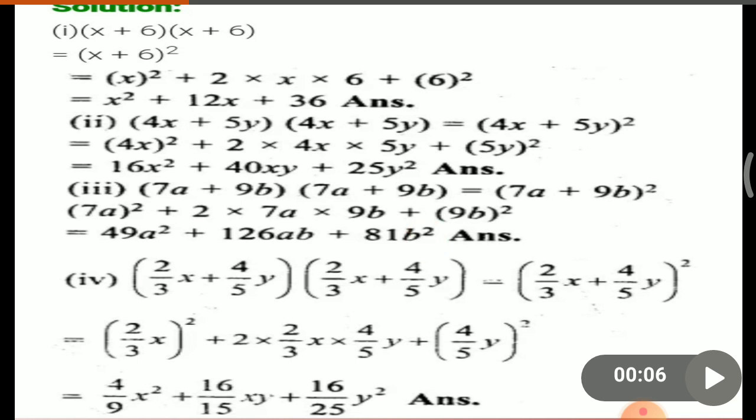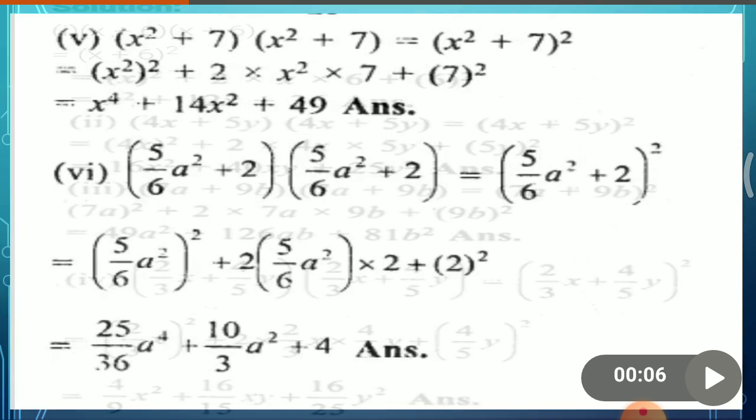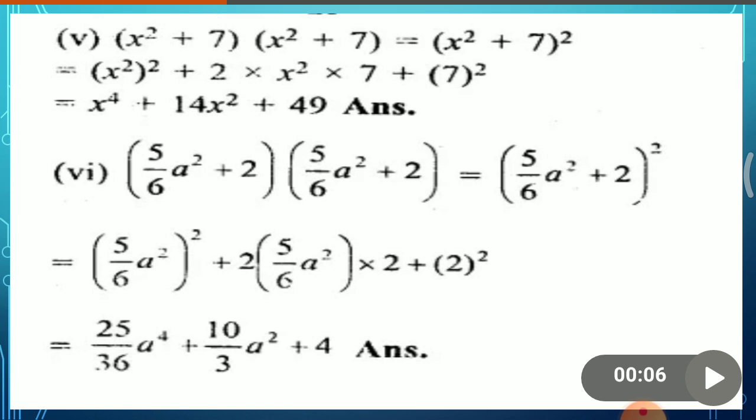So the next question you solve by yourself. This is also a question, and you solve it using the previous formulas. Okay, at first you understand, and after that you start solving.